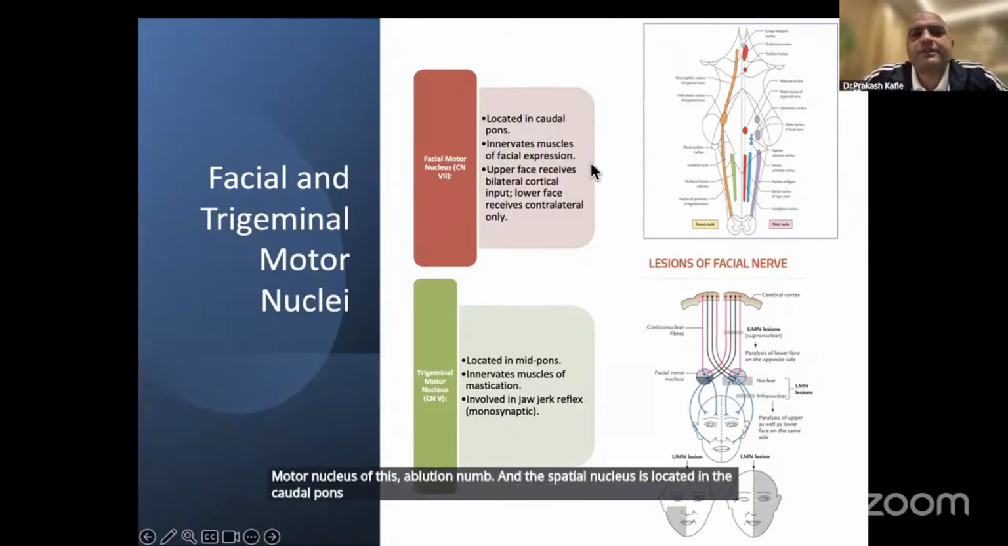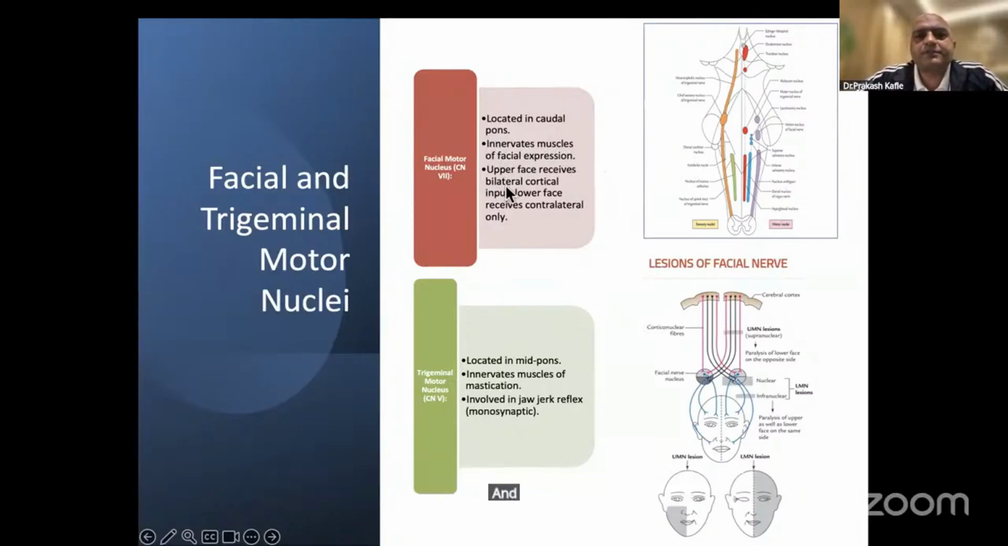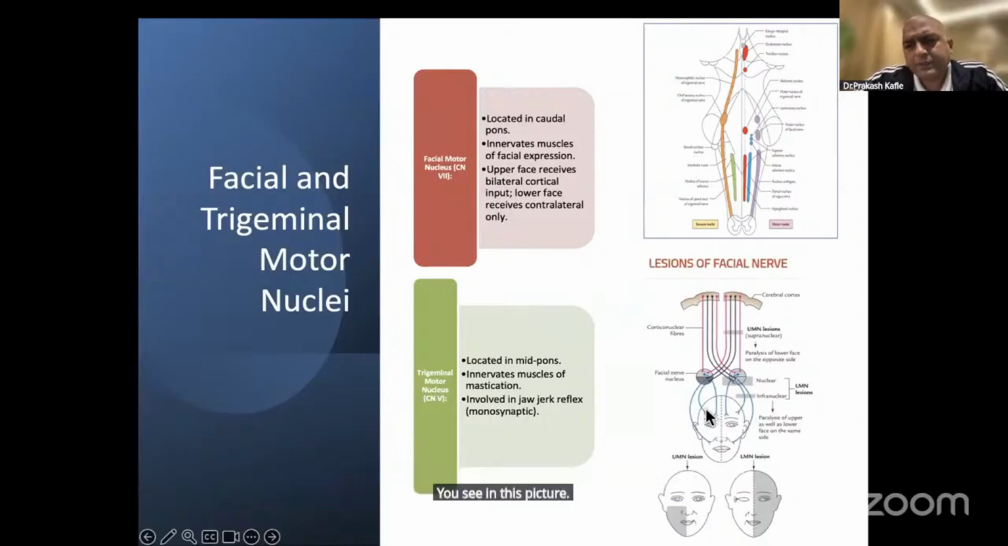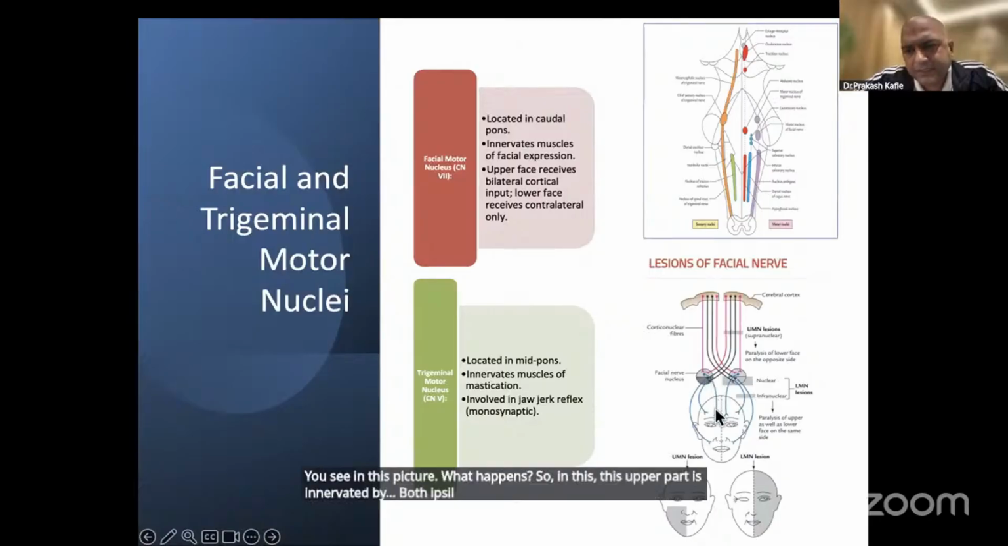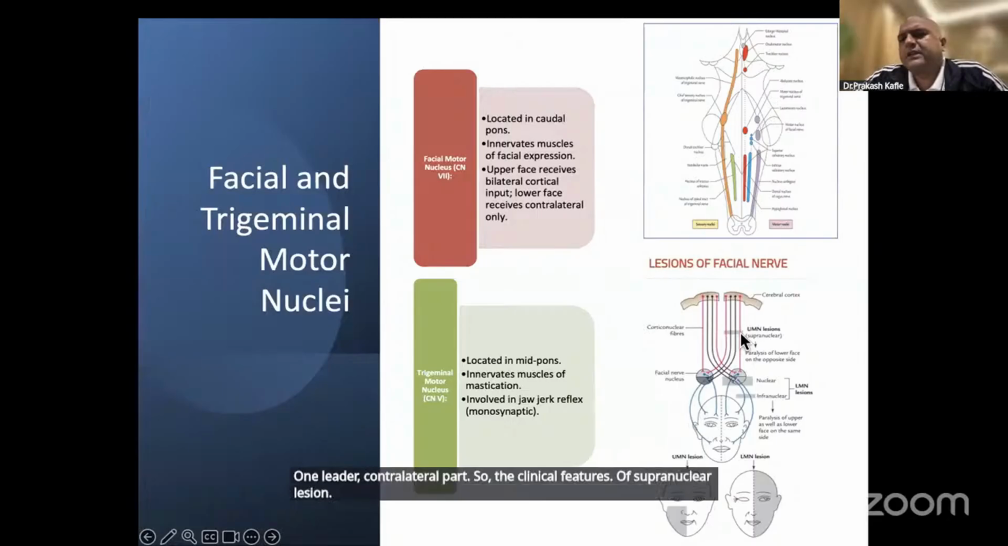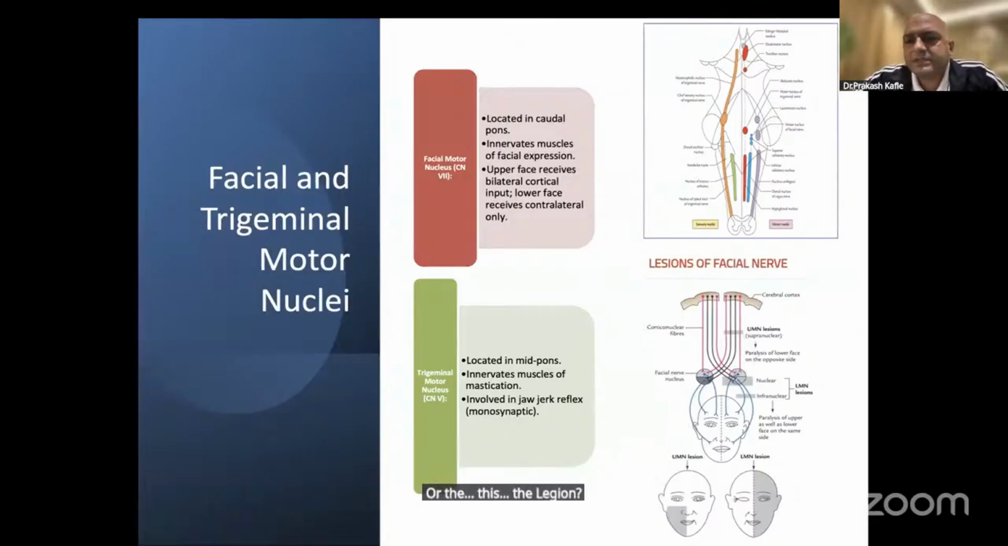It innervates the muscles of facial expression, and the upper face receives bilateral cortical inputs, whereas the lower face receives contralateral only. You see in this picture what happens. The upper part is innervated by both the ipsilateral facial nerve as well as the contralateral facial nerve, but the lower part is innervated by only the contralateral side. So there are clinical features of a supranuclear lesion, the lesion above the facial nucleus, and the lesion below the facial nucleus.